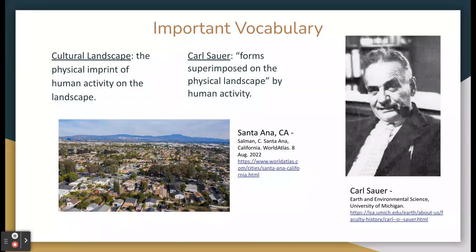Cultural landscape is the physical imprint of human activity on the landscape and was also discussed in Chapter 1, Part 1. Carl Sauer, a significant geographer from California, stated that forms superimposed on the physical landscape by human activity describes cultural landscape.